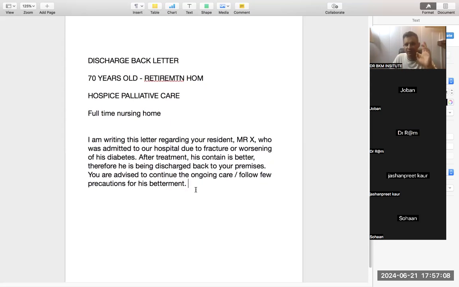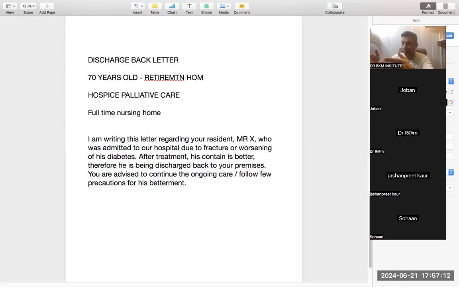Now, second paragraph. In this kind of letter, you will never write social history or medical history because the patient is coming from the same retirement home and is going to the same retirement home. They know about social history and medical history. So you will talk directly about during hospitalization.